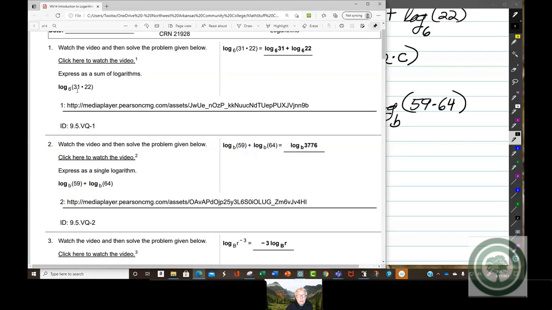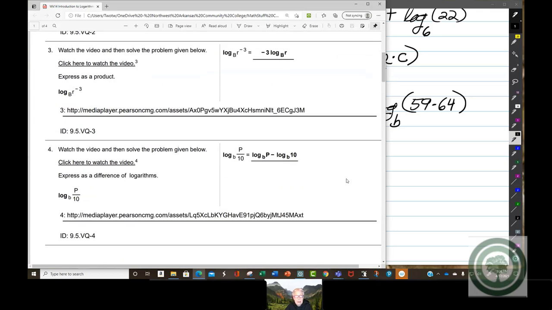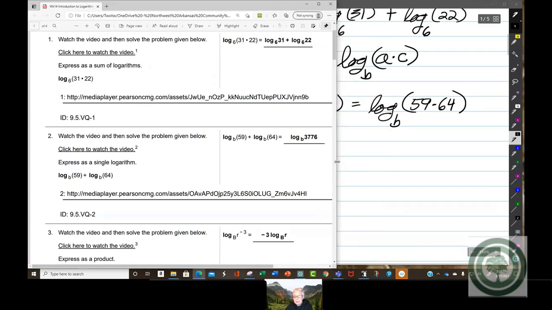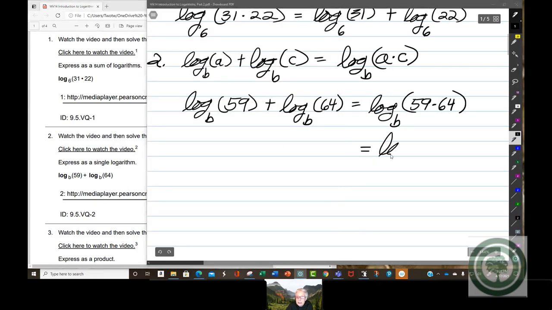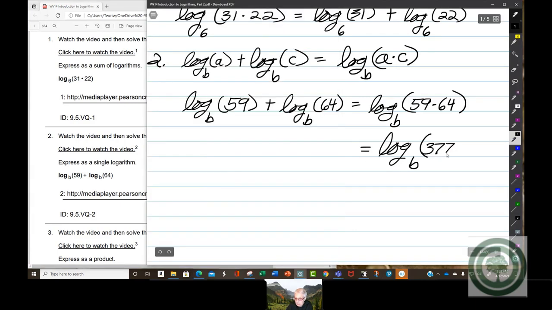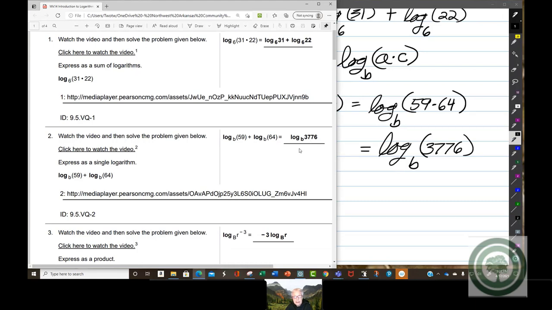But notice for the first one, log base 6 of 31 times 22 is log base 6 of 31 plus log base 6 of 22. Okay, that's why I have to have the answers here. Okay, so they want you to multiply 59 times 64. Fine. That's what they want. Equals log base B of 3776. How poetic. When there's only one number or one term, they don't use parentheses. I object, but oh well.